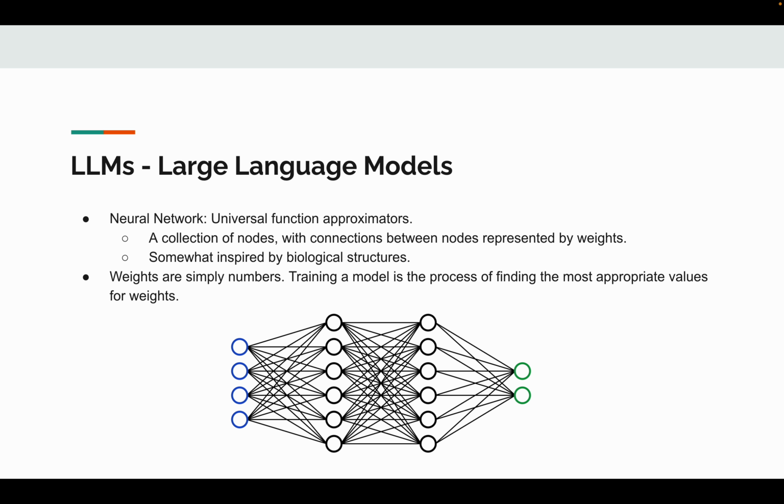So what is an LLM? Before explaining what those are, I should probably mention what neural networks are. Neural networks are essentially universal function approximators and are structured as a network of nodes with weights representing pathways between those nodes. The weights are just numeric values that stand for the strength of the pathways. Training a model is just the process of finding the best weight values for our desired output.